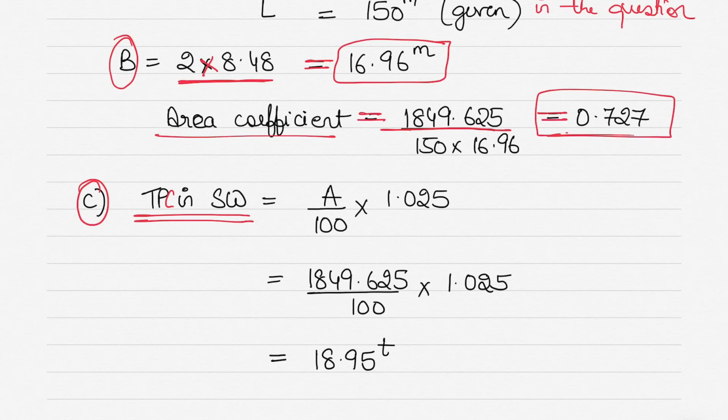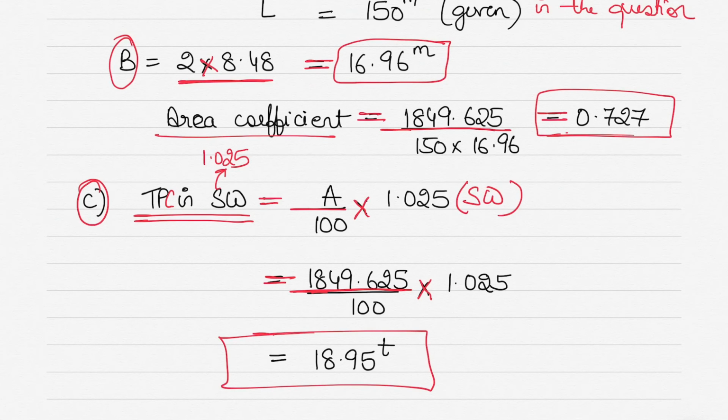TPC stands for tons per centimeter immersion, and you have to calculate TPC in seawater or salt water. The density of salt water is, of course, 1.025. So the TPC formula is area divided by 100 multiplied by the density of the water in which it is floating. In this case it is seawater, so it's 1.025. You know the area already, the water plane area from part A. You put the water plane area value there, 1849.625 divided by 100, which is a constant, multiplied by the density of seawater, 1.025, and you get your TPC, tons per centimeter immersion, as 18.95 tons.